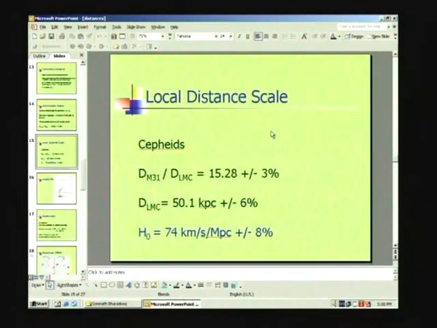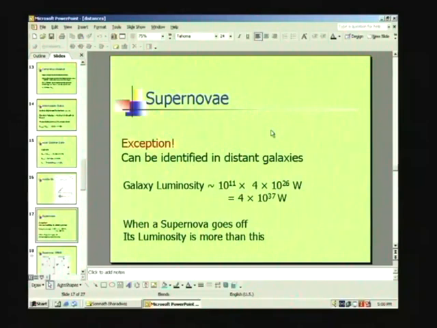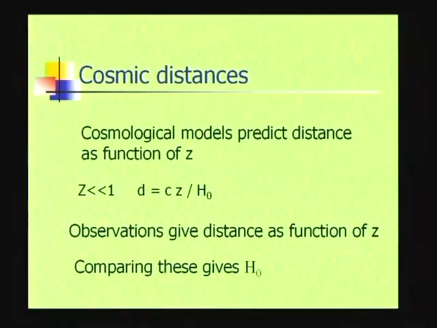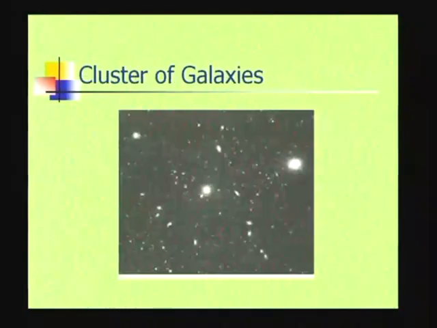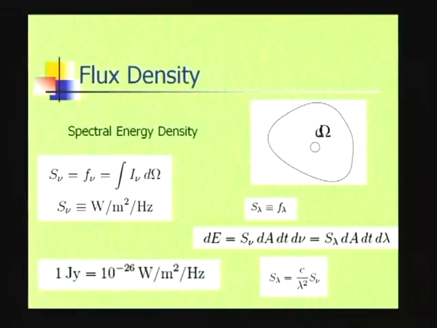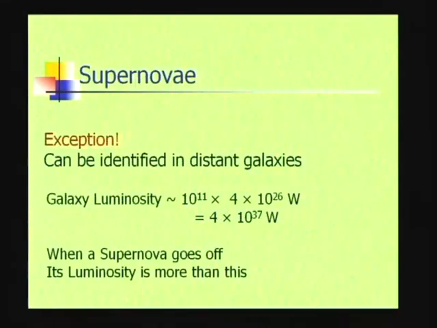Now, there is an exception to what I had told you about galaxies. There is an exception to the fact that you cannot make out individual objects inside distant galaxies. And this exception is the supernova. Supernovae can be identified in very distant galaxies also. They are extremely bright.